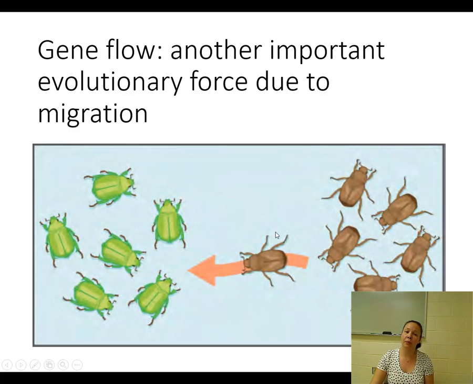Gene flow is another way by which organisms can migrate and introduce new alleles into a population. So here it's very simple. We have a group of brown beetles. Here we have green ones. And this one here has decided to migrate and allow its genes to flow into this population. And now we've introduced new genes into the population. So that's called gene flow, and it happens due to migration.